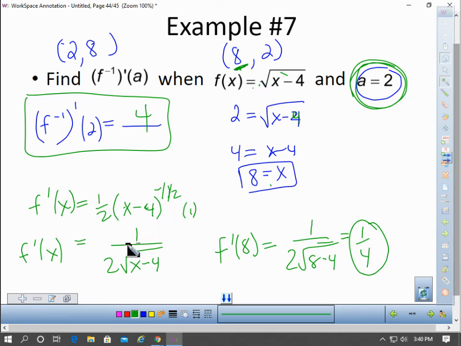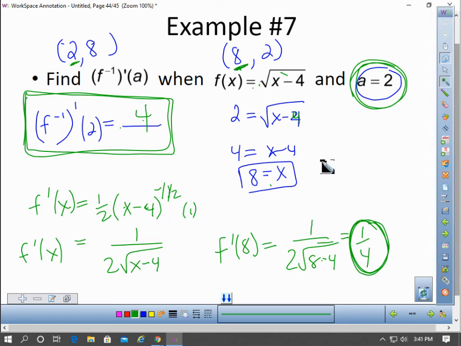So I found his derivative. I evaluated it at 8. His slope is 1/4. So that means the inverse's slope evaluated at 2 is going to be the reciprocal of that, which is 4. And we did that without finding the inverse function at all. So the only concept you need to make sure you know about inverse functions for the AP exam is that at the mirror points, like here (2, 8) and (8, 2), the slopes of the tangent lines are reciprocals. That's all it is.